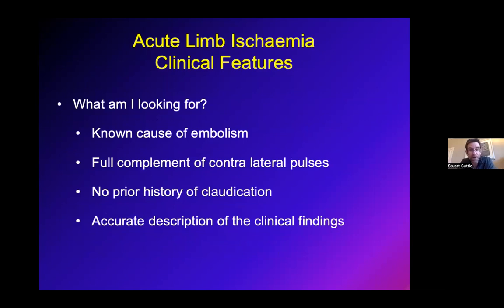So ultimately, what we're looking for is a cause of the embolism, ideally a full complement of contralateral pulses if it's just affecting one limb. Be wary of saddle embolus in the aorta, it will affect both limbs. No prior history of claudication. And what's really good is an accurate description of the clinical findings. So you're able to get the information across to a senior or a vascular surgeon, and therefore it makes it very easy for the referral, and you grab the attention of that vascular surgeon.